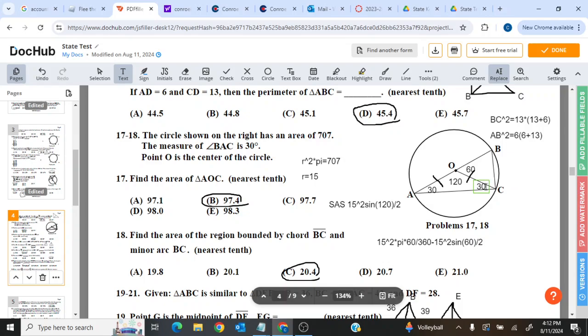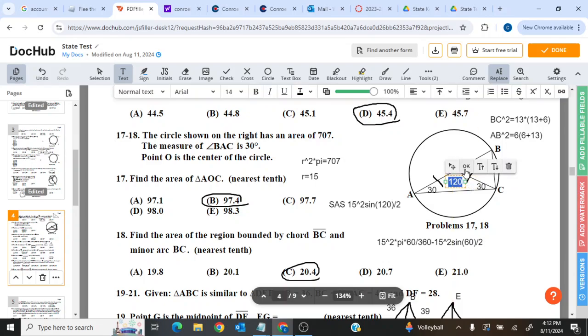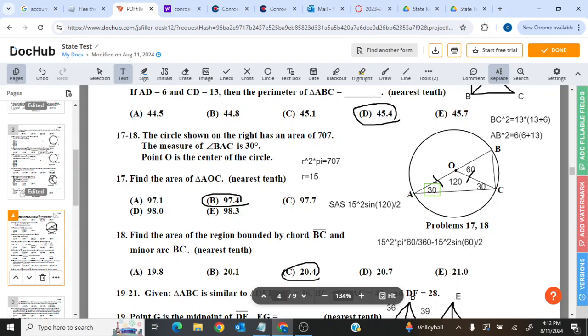And then once you have that, there are 180 degrees in the triangle, so subtract those two angles, and you get 120 degrees for angle AOC. Then you can use the area of a triangle formula: your two sides times sine of your angle over 2. 15 squared times sine of 120 over 2 gets you 97.4.